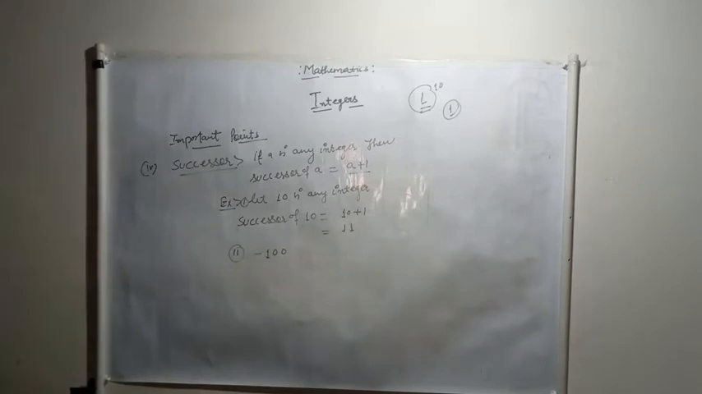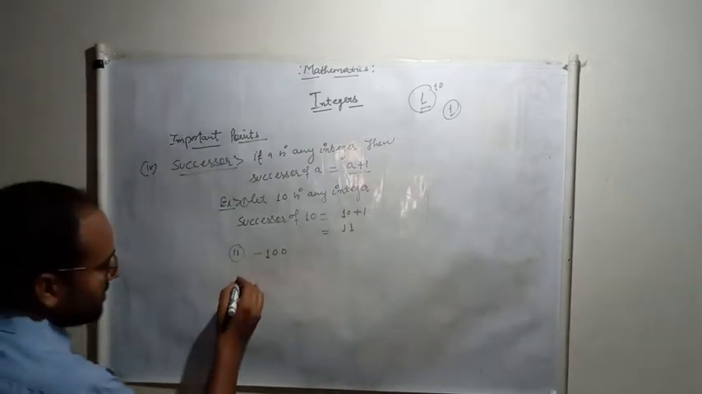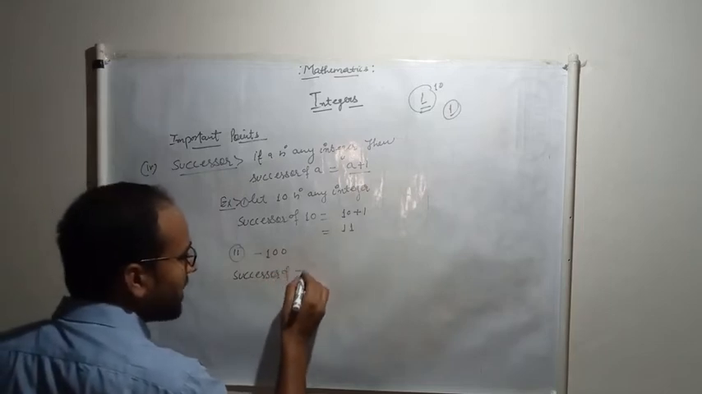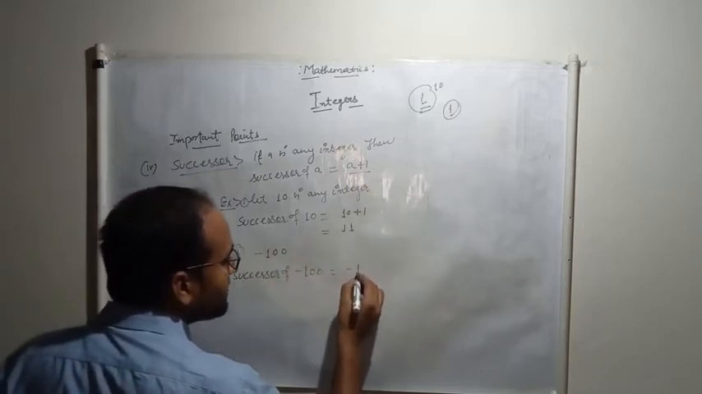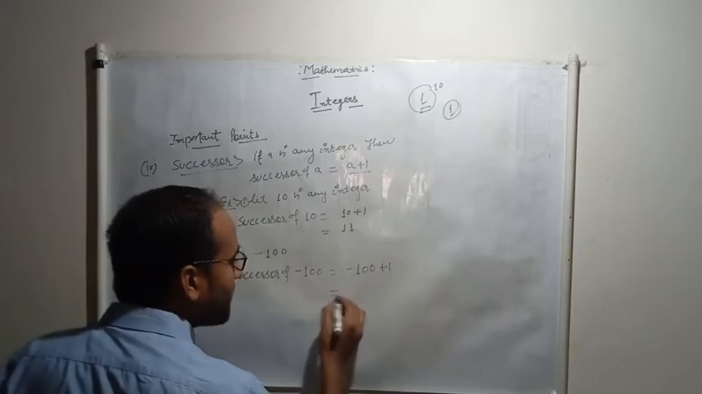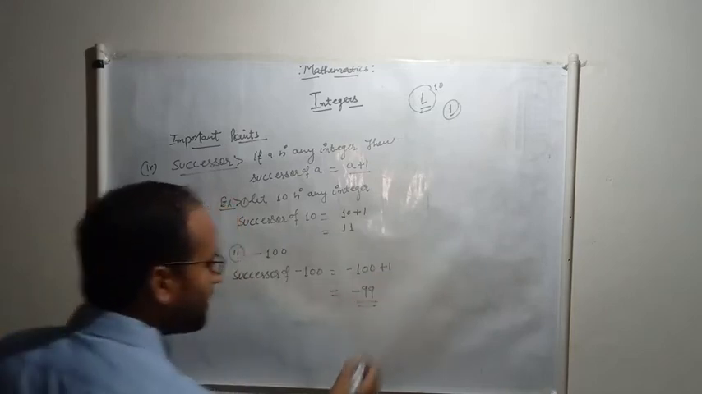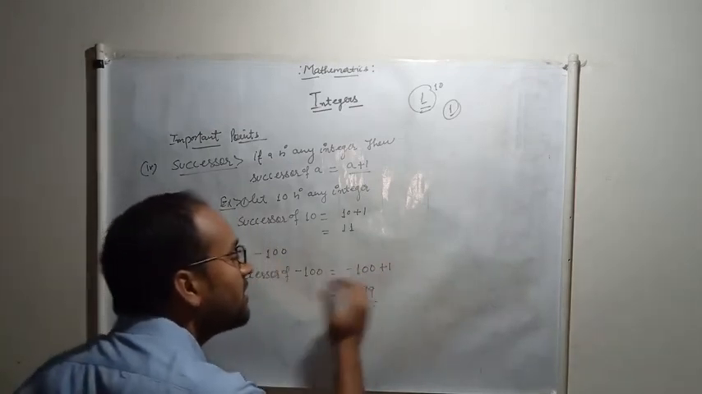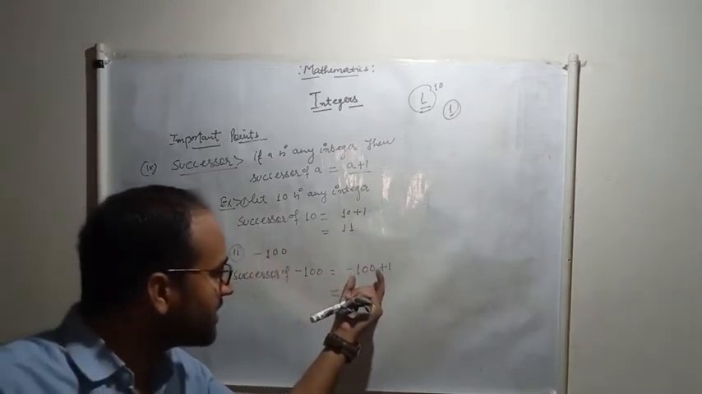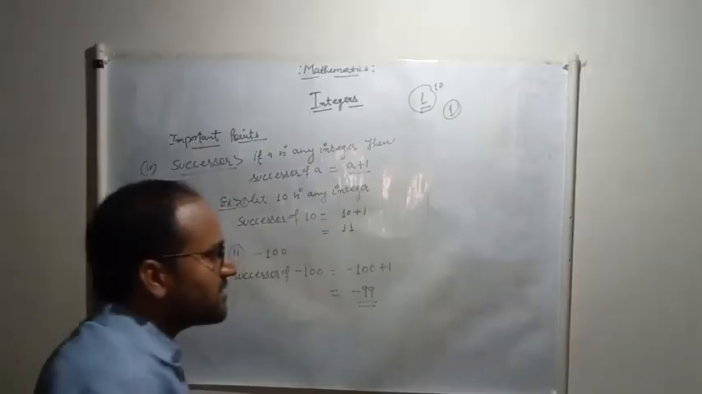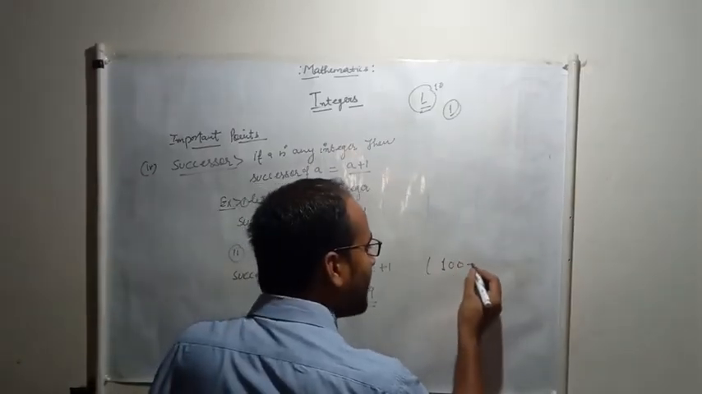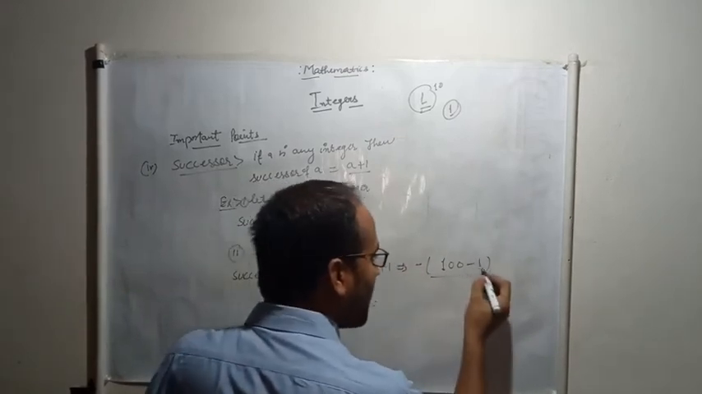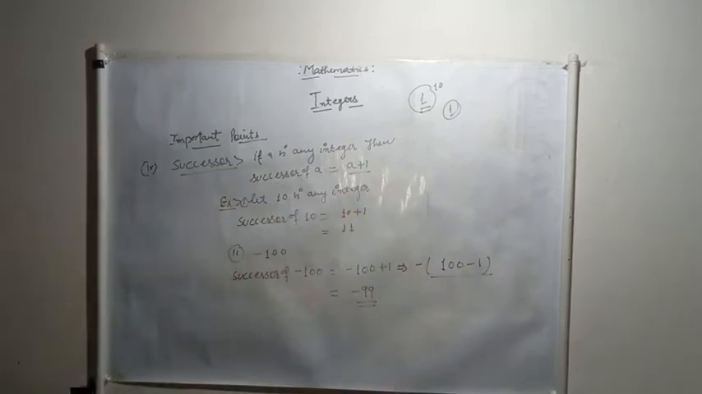One more example: minus 100. What is the successor of minus 100? The successor of minus 100 is equal to minus 100 plus 1. We get minus 99. One is negative, the other is positive. Always subtract and put the sign of the greater value. So 100 is greater than 1, so first we subtract: 100 minus 1 gives 99, and we put the negative sign.